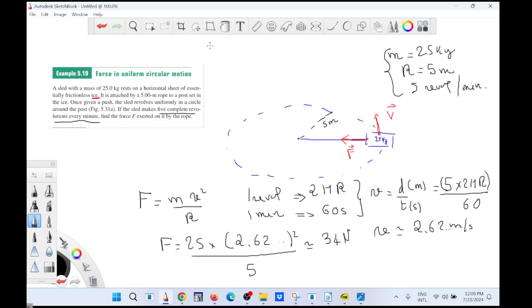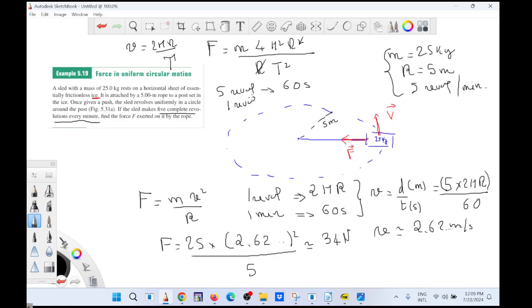Now, the other way to do it could be like F equals m. So you know that the speed is 2 pi r over the time for 1 revolution. So you have to square it. So it's going to be 4 pi squared r squared. And then here you have an r, and then here you have a t squared. So you can cross this out. So the time for 1 revolution: you see that 5 revolutions is for 60 seconds. So for 1 revolution, you divide by 5, so that will be 12 seconds.